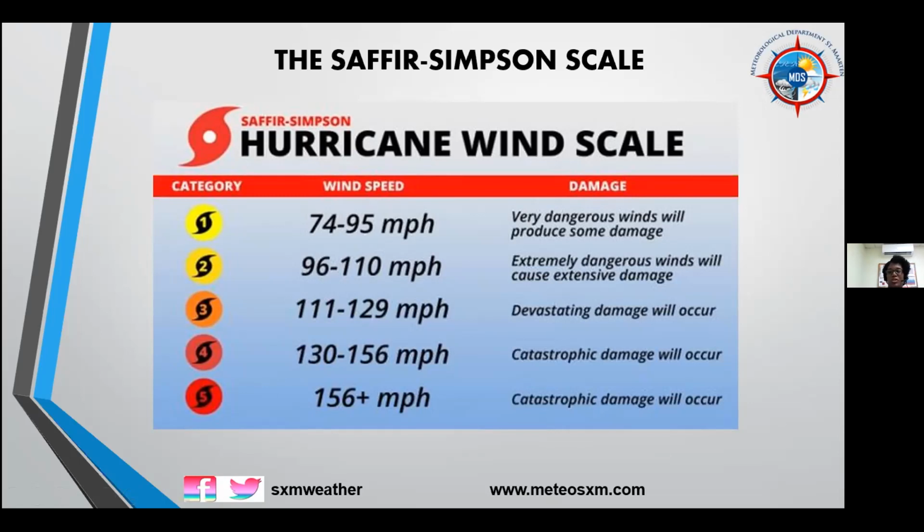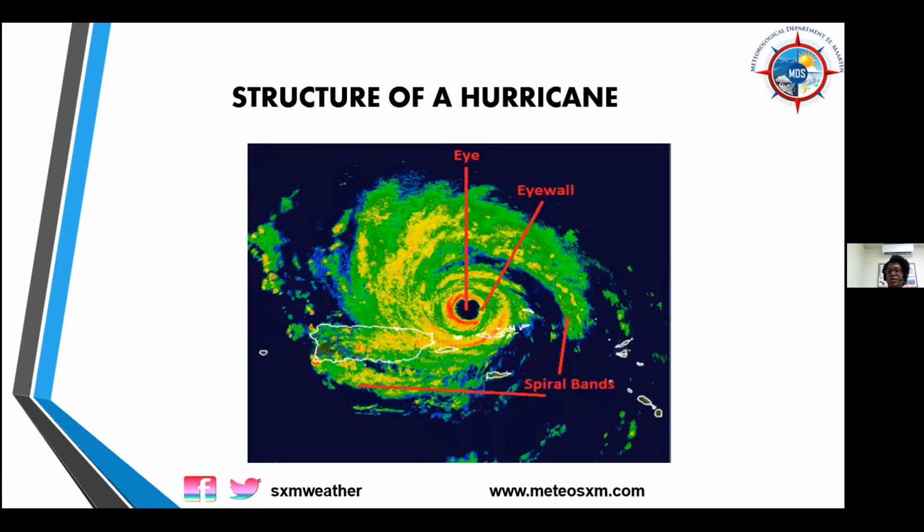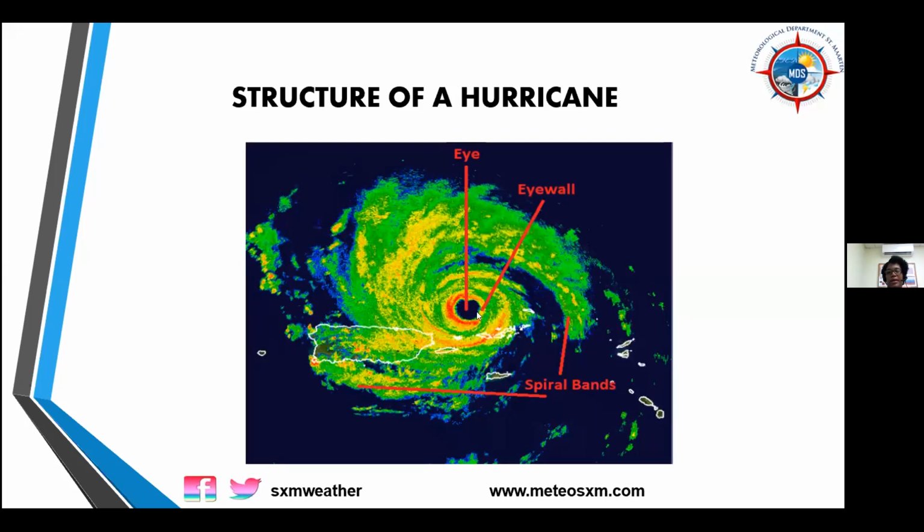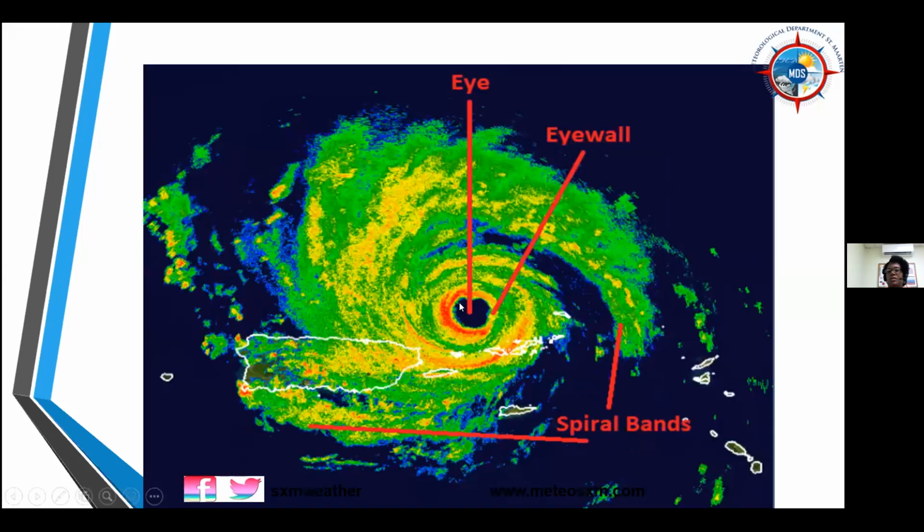Okay, for the structure of a hurricane, how the hurricane is shaped. Everybody knows a hurricane has an eye. The storm doesn't have an eye. The hurricane has an eye, and the eye is the calmest part of the hurricane. It's the warmest area. There is often clear sky.